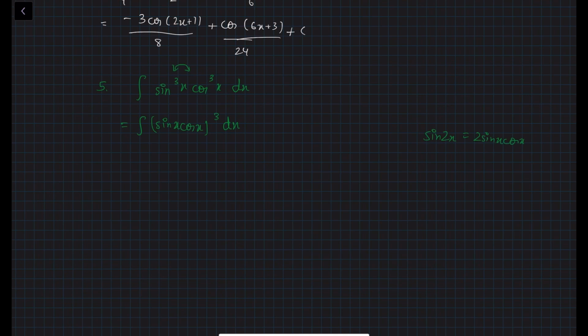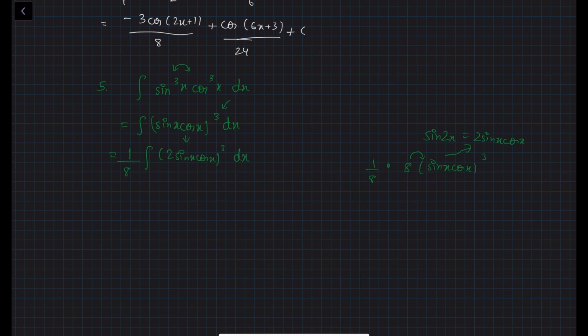So for the 2, I'm just gonna multiply and divide it by 8 in this case, because it's being cubed, right? And we want it inside the bracket. If we multiply and divide by 8 outside, we can write this 8 inside as 2 cubed, and that will fit this form, right? I'm going to take 1 by 8 outside. Since we're multiplying by 8, I'm just going to write that directly inside the bracket. 2 sine x cosine x whole cubed dx.